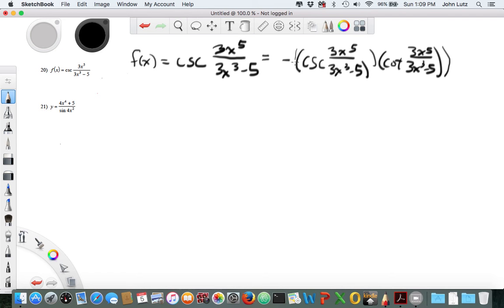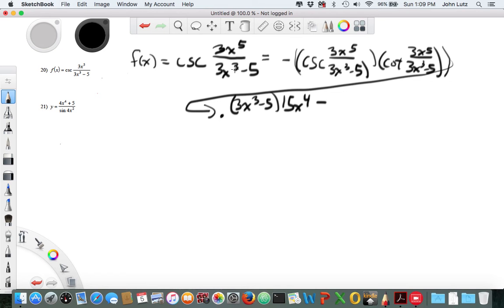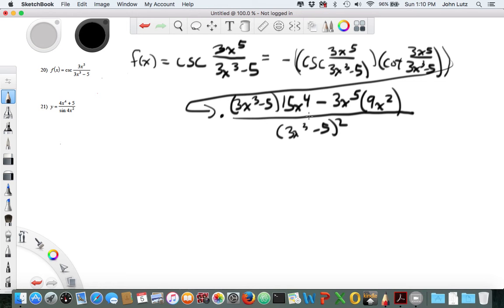times the derivative of this, which is where the quotient rule comes in. So let's multiply times 3x to the third minus 5 times the derivative of the top, which is 15x to the fourth, minus the top intact, which is 3x to the fifth, times the derivative of the bottom, which is 9x squared, all over 3x to the third minus 5 squared. So it's this really long thing. It's this times this, right?